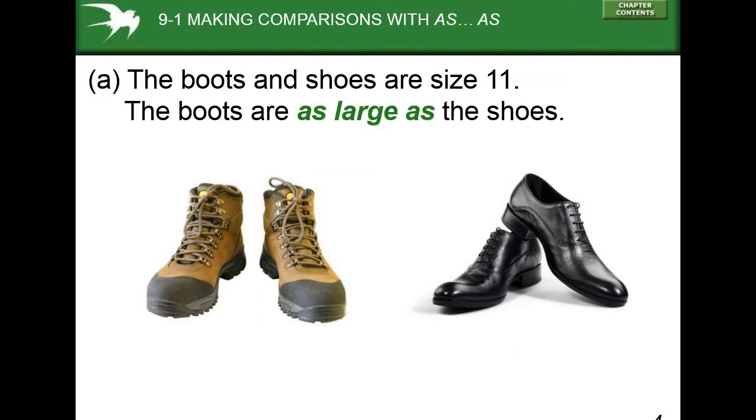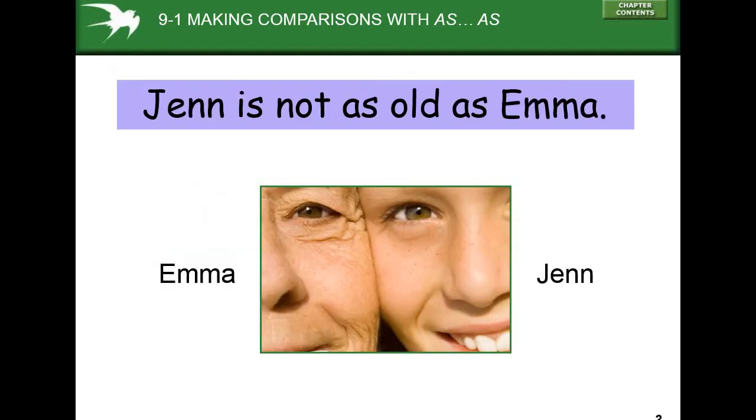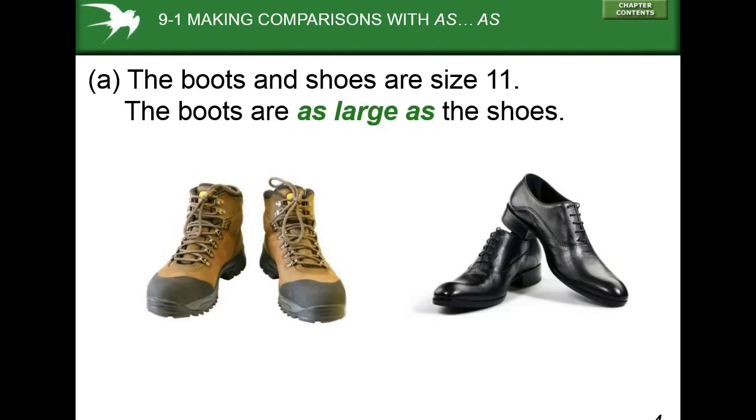Here we can see some boots also. The boots and shoes are size 11. Can you see on your screen? Yes, the boots are as large as the shoes. When both are equal, we say the boots are as large as the shoes. But in the earlier sentence, Jen is not as old as Emma. In this sentence, we are saying the boots are as large as the shoes. Understand? So here both are the same size. What does it mean? Both are the same size.